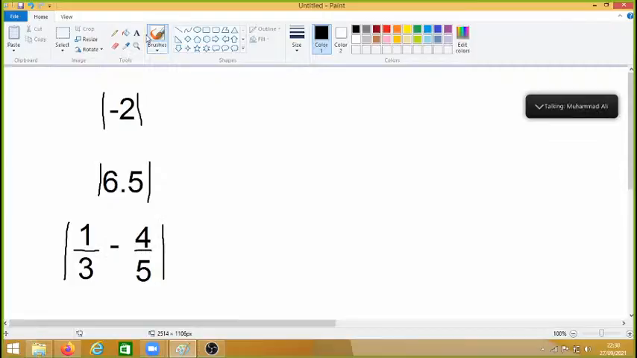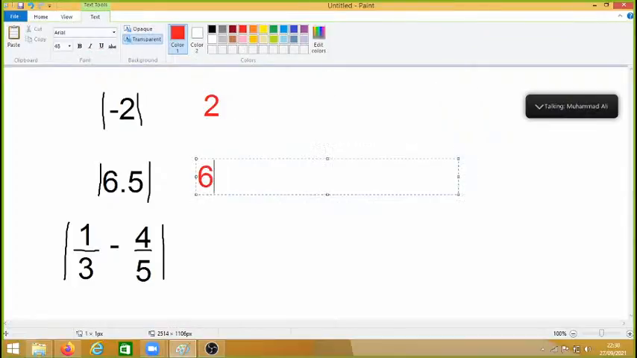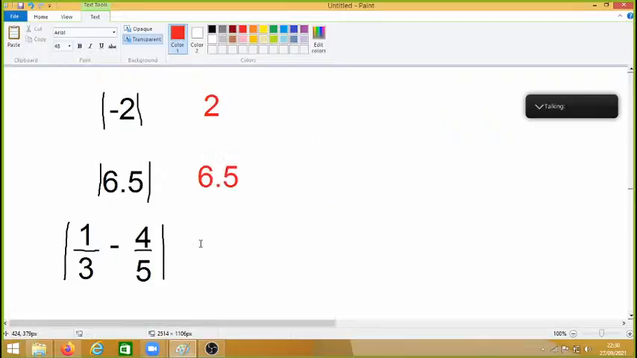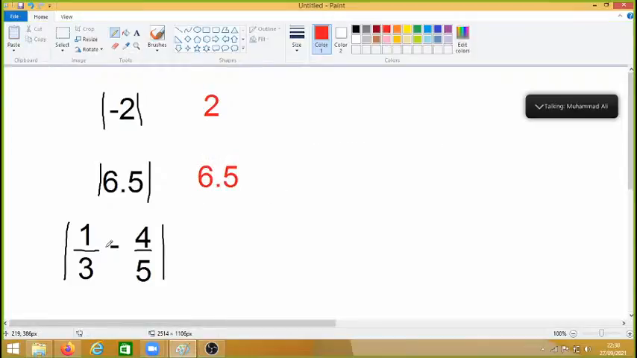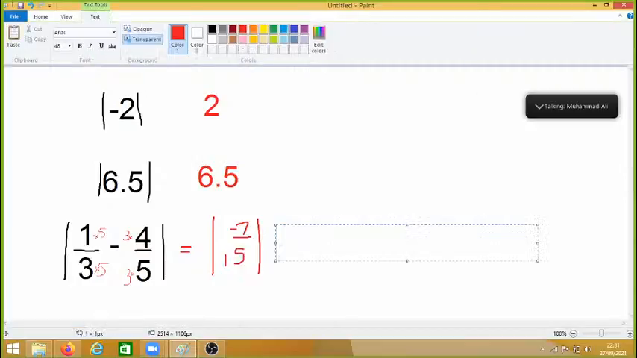Okay, let's go through answers. The first one, hopefully you got, is 2. Next one is 6.5. And the last one, you'd have to just convert to common denominators. So times that one by 5, that would make 5 on the top. Times this one by 3, and that would make 12 on the top. But then we've got 5 take away 12, which is -7. So we'd end up with, inside the modulus sign, -7 over 15. And we would just drop the sign and make that 7 over 15.